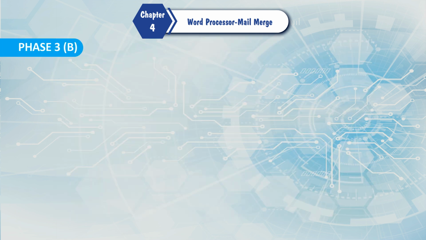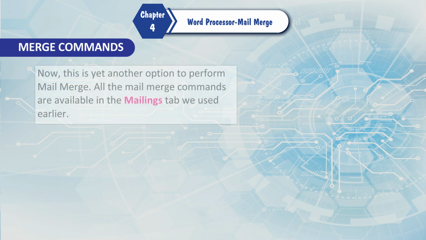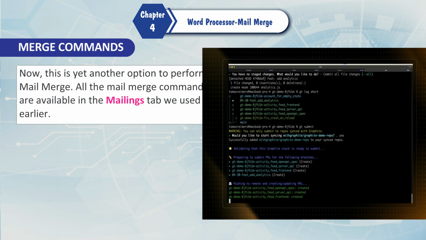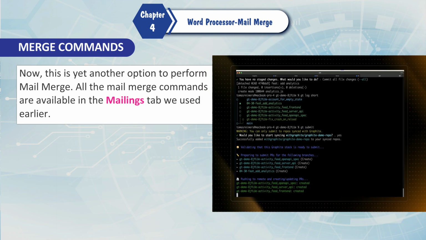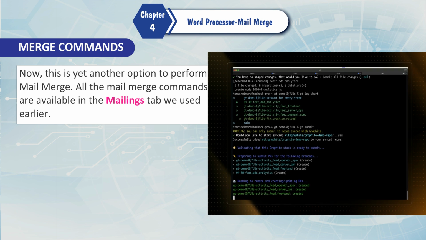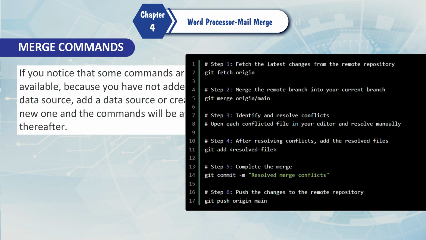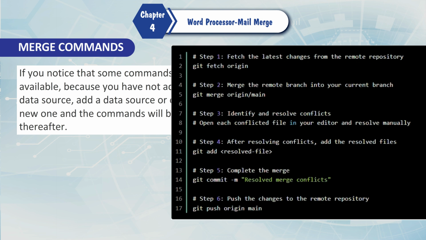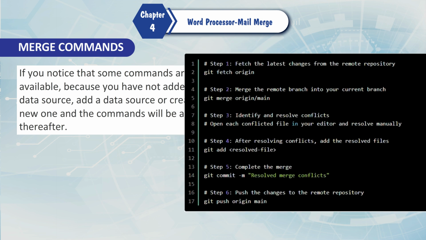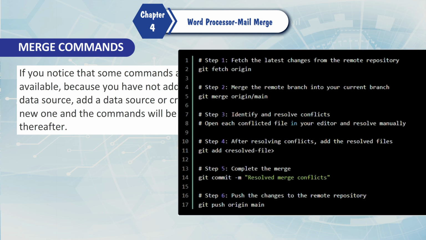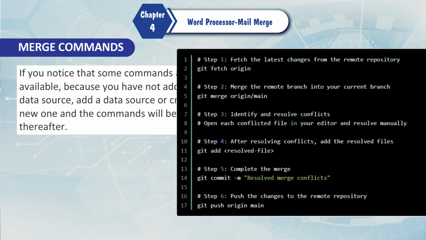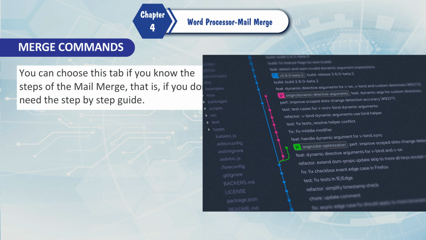Phase 3 B. Merge Commands. Now this is yet another option to perform mail merge. All the mail merge commands are available in the Mailings tab we used earlier. If you notice that some commands are not available because you have not added a data source, add a data source or create a new one and the commands will be available thereafter. You can choose this tab if you know the steps of the mail merge, that is, if you don't need the step-by-step guide.